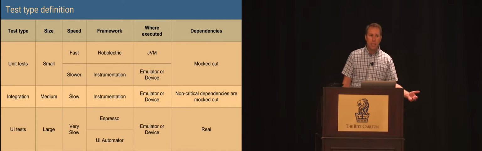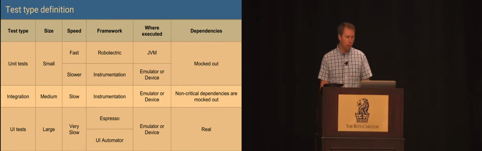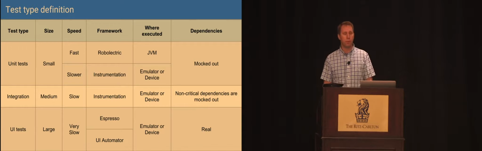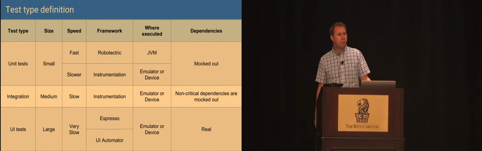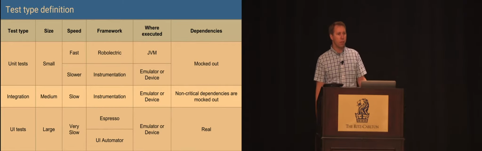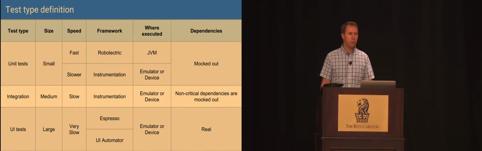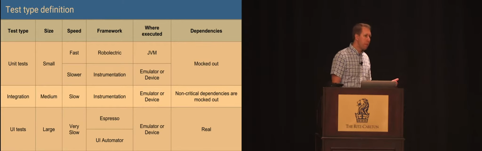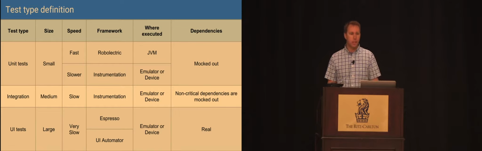Network, database, disk, all those should be mocked out. You should not use real ones in your unit tests. Integration tests, we call them medium tests. They are usually much slower than unit tests. They usually use instrumentation, run on devices or emulators. And again, things that you don't test, mock them out.